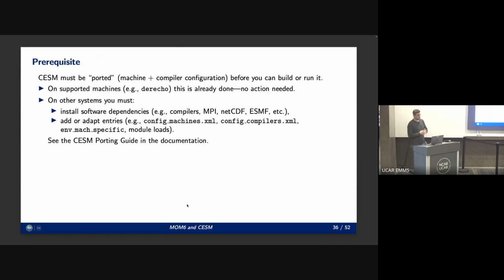So before working with CSM, after downloading it, you need to make sure that CSM is ported to your machine. On supported machines like Derecho, that's already done. You don't need to do anything else. But on other systems like local clusters, you will have to port CSM, and there are some steps like installing software dependencies, compilers, MPI, netCDF, ESMF, and so on. And you also need to modify some configuration files in CSM to add and adapt entries. And there is documentation on how to achieve that.